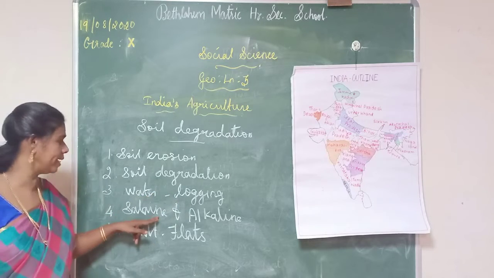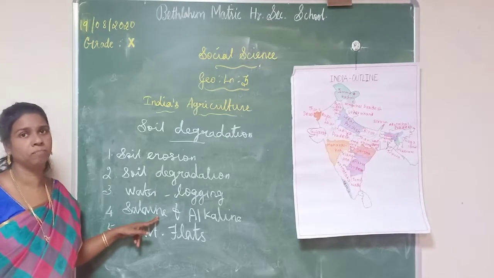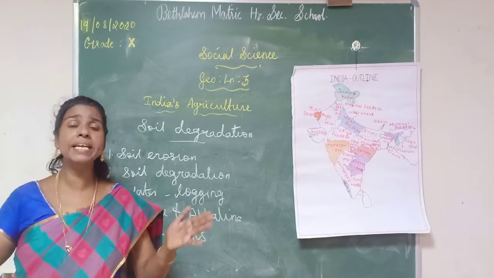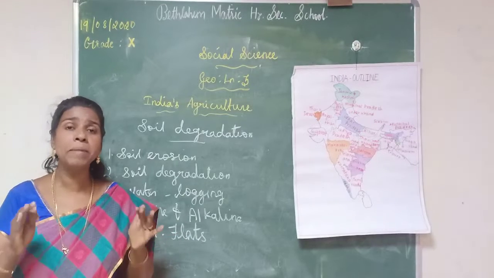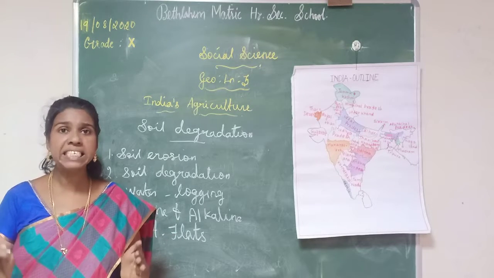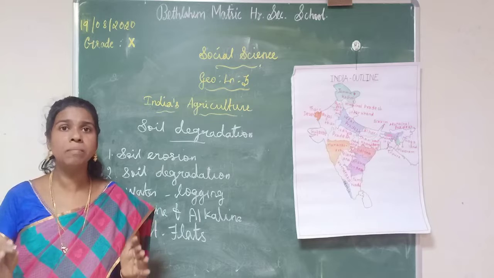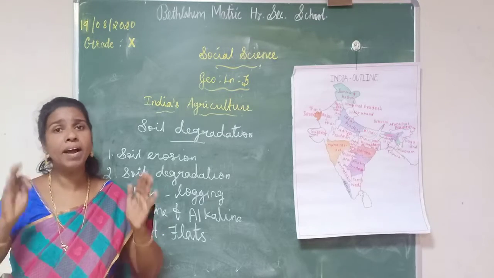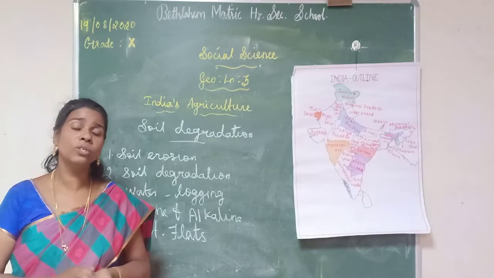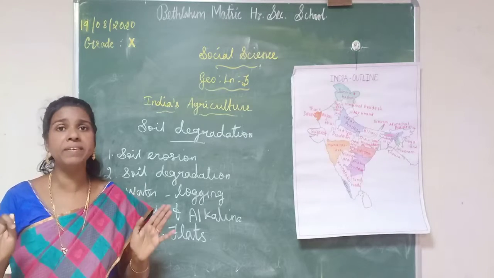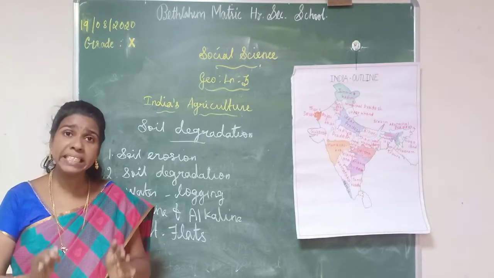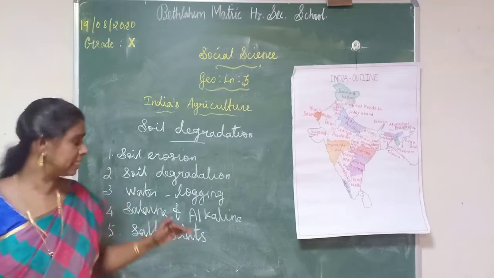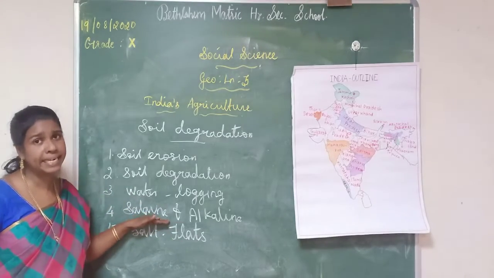Then the fourth one is saline and alkaline. In India, few areas have soil containing chemical properties such as calcium, sodium, magnesium, etc. So that area's soil contains a high amount of soluble salt, and we cannot cultivate any crops there. Even with the help of irrigation, crops won't grow in that area. So, this is also one of the main problems in Indian soil.